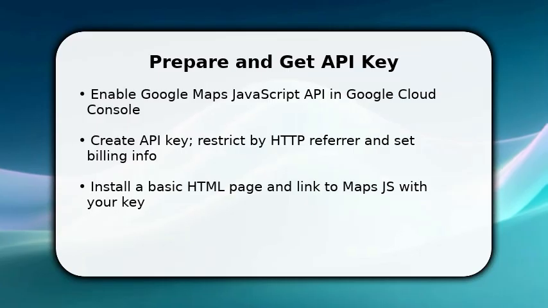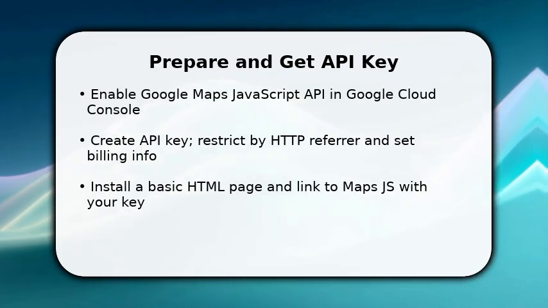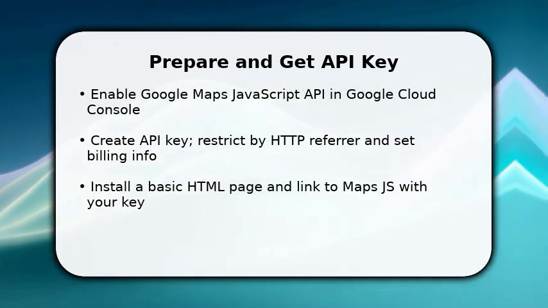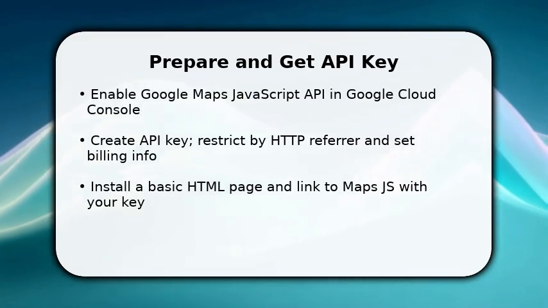You start by enabling the Google Maps JavaScript API in Google Cloud Console so the map can load. Next, create an API key and restrict it to your domain or localhost for security. Make sure billing is configured so requests succeed.